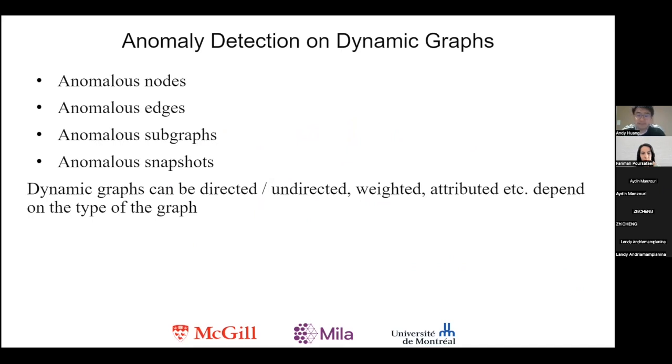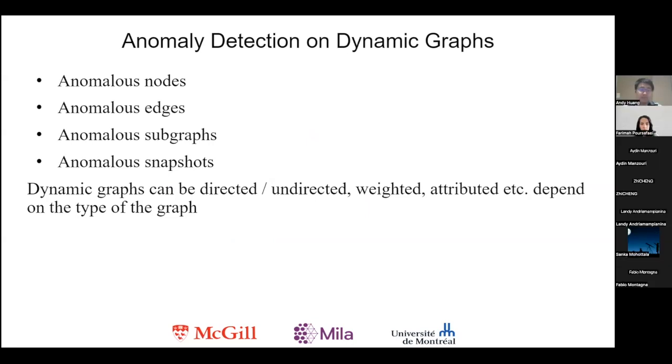In terms of anomaly detection on dynamic graphs or temporal graphs, we generally have four types of anomaly. We have node anomalies, edge-level anomalies, and anomalous subgraphs. For the focus of today's talk, we'll be talking about anomalous snapshots, the entire graph snapshot at a particular time in a temporal graph.